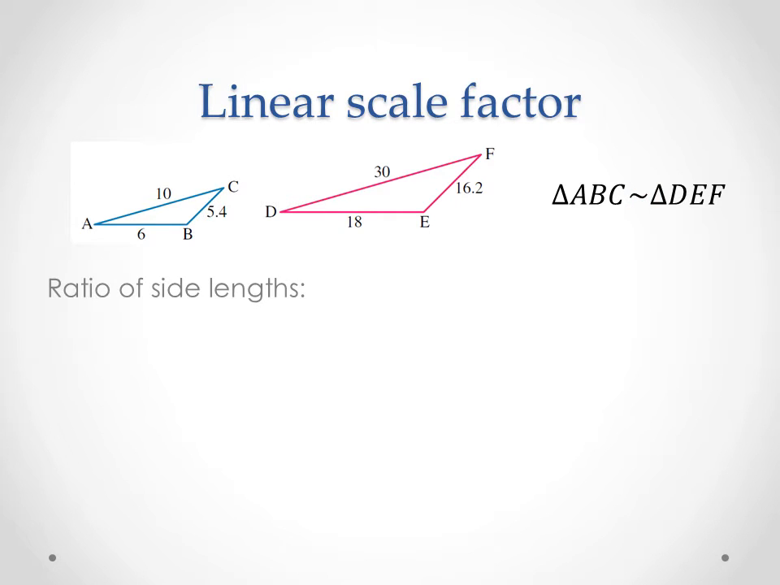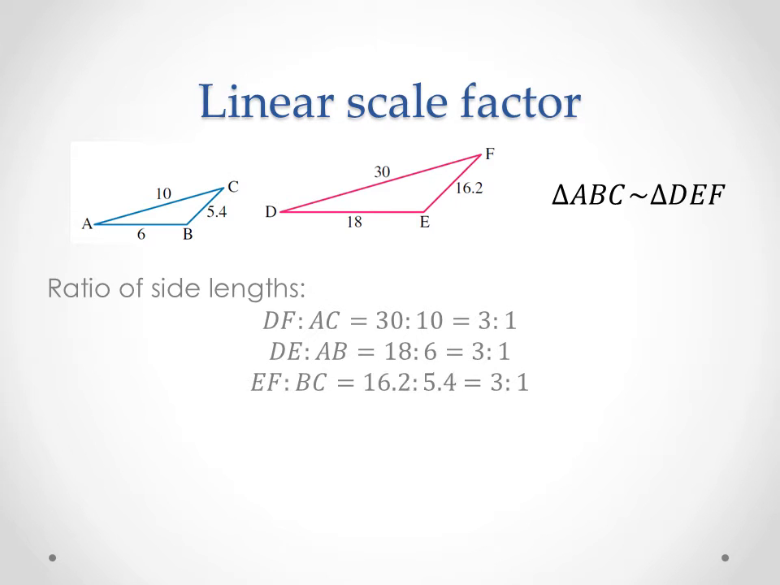So remember we were looking at ratios and proportions, and if we calculate the ratio between the corresponding side lengths, we get that DF to AC is 30 to 10, which simplifies down to 3 to 1. Because it's similar, all of the ratios for the corresponding sides will be the same. So for these two particular triangles, the linear scale factor is 3. And we always use K, the letter K, when we're talking about ratios and proportions, so just bear that in mind.